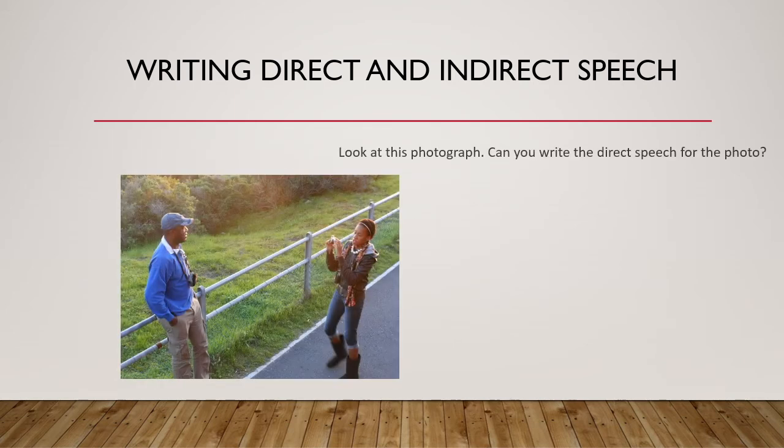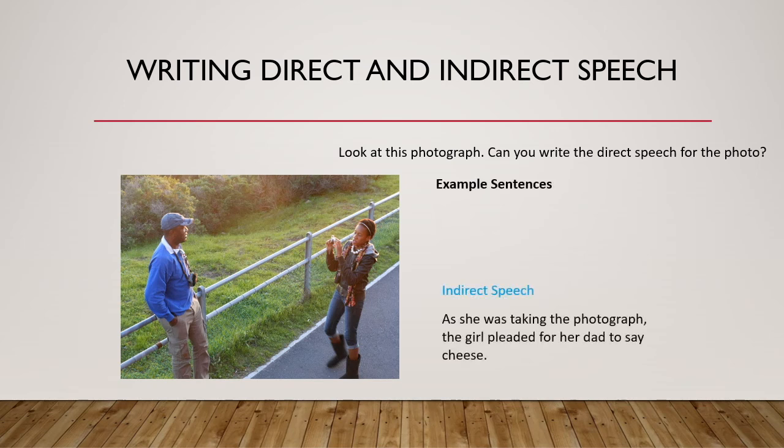So here's another photograph. This time I want you to write the direct speech for the photo. This is my indirect speech. As she was taking the photograph, the girl pleaded for her dad to say cheese. Pause the video again and have a go at changing that indirect speech to direct speech. Remember, you must use inverted commas when writing direct speech. Have a go now.